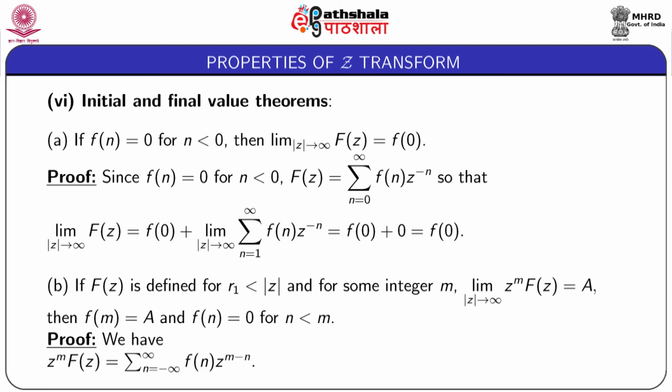Next comes the initial and final value theorems. First is the initial value theorem, which states that if f(n) equal to 0 for n less than 0, then limit mod z tends to infinity of capital F(z) is small f(0).